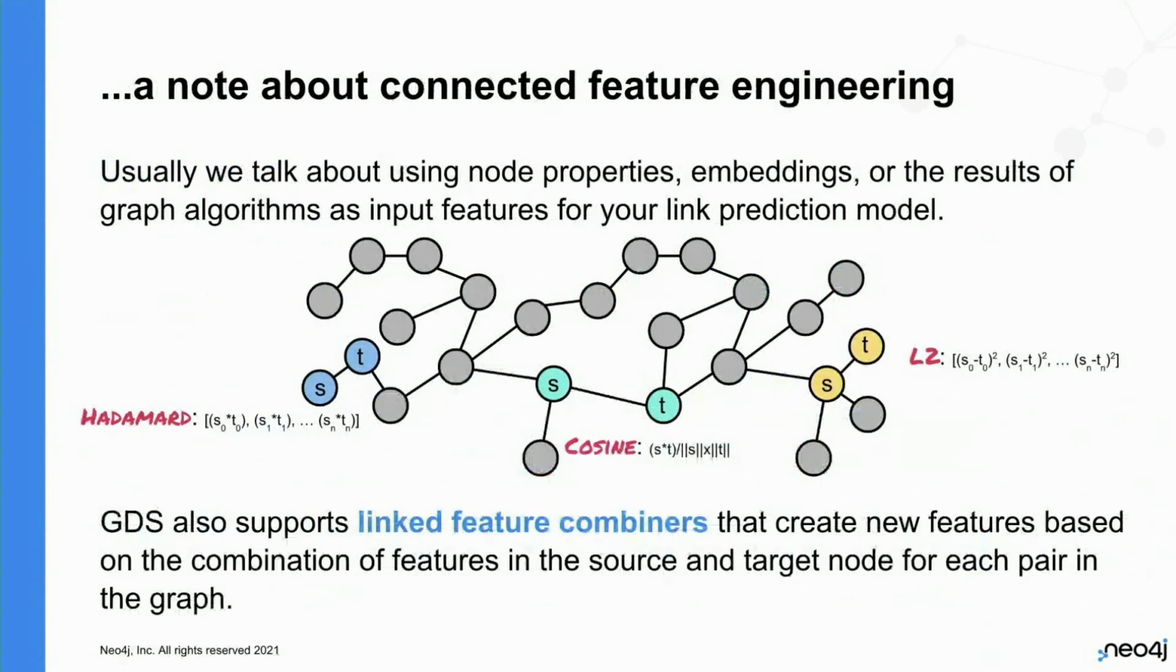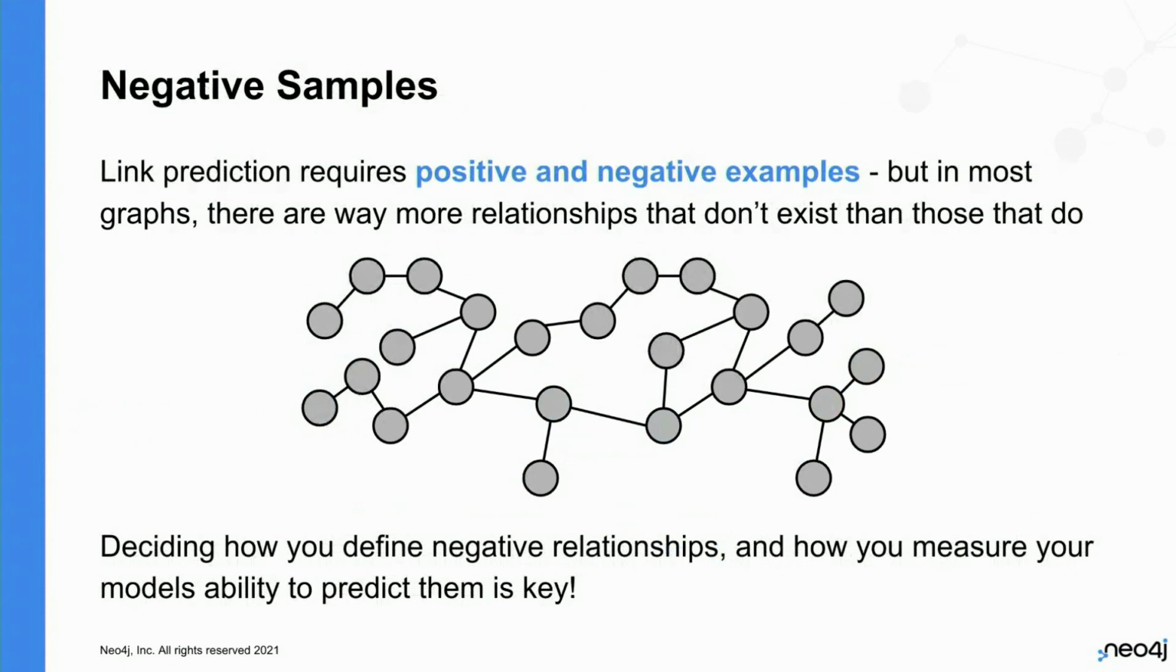One note about connected feature engineering, and Jakob is going to show this later, is usually we're talking about node properties, embeddings, algorithms as input features. But you can also use connected features. So in link prediction, we support linked feature combiners, which for each pair of nodes that you're training on that are connected or not connected, we can generate these combined features based on the pair. Using Hadamard, cosine, or L2 norm, you basically create features that describe the combined pair of source and target. So that's really powerful.